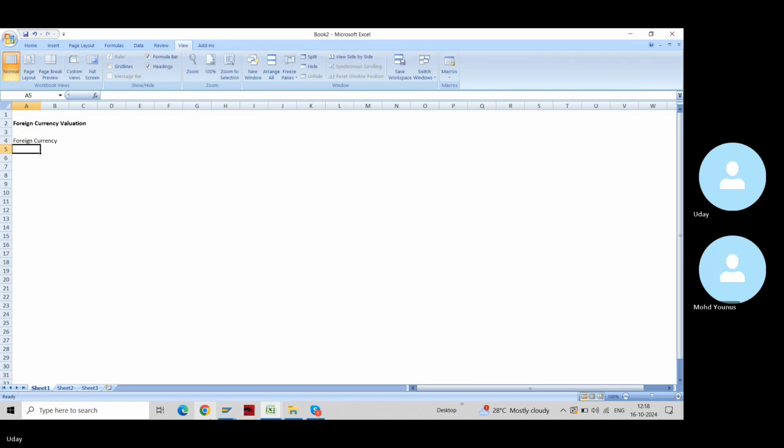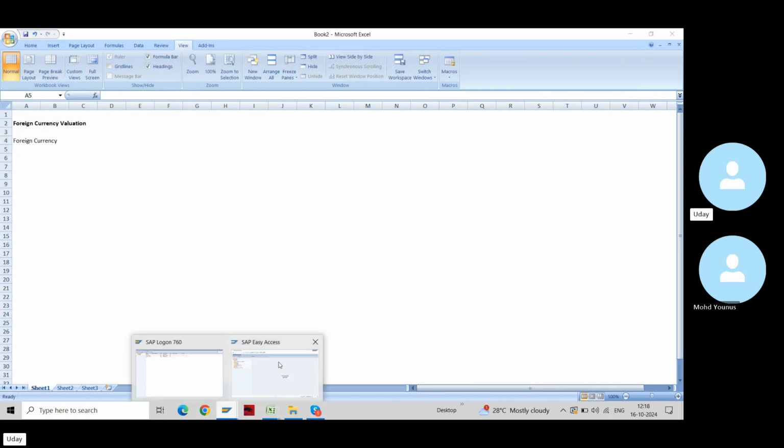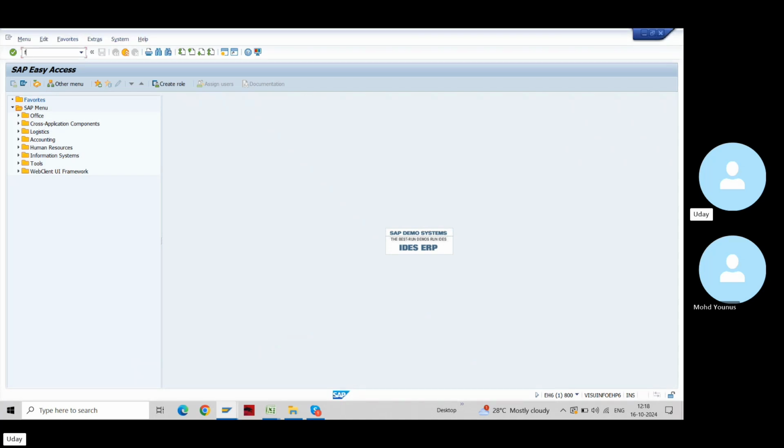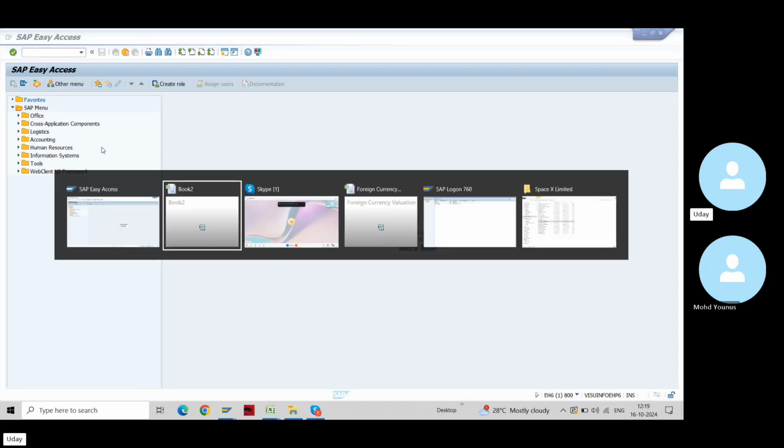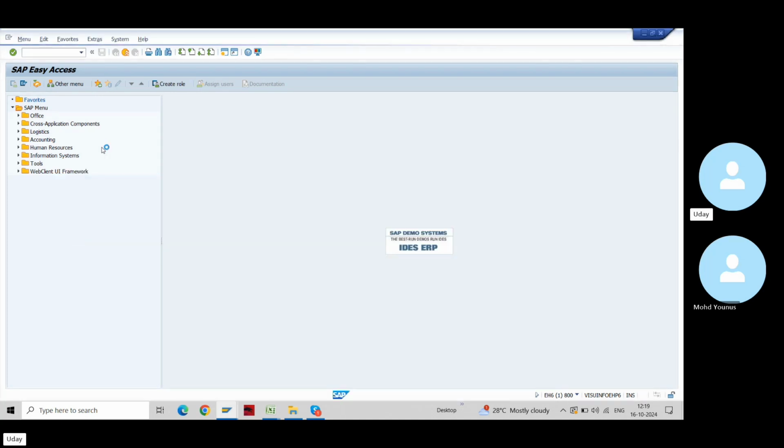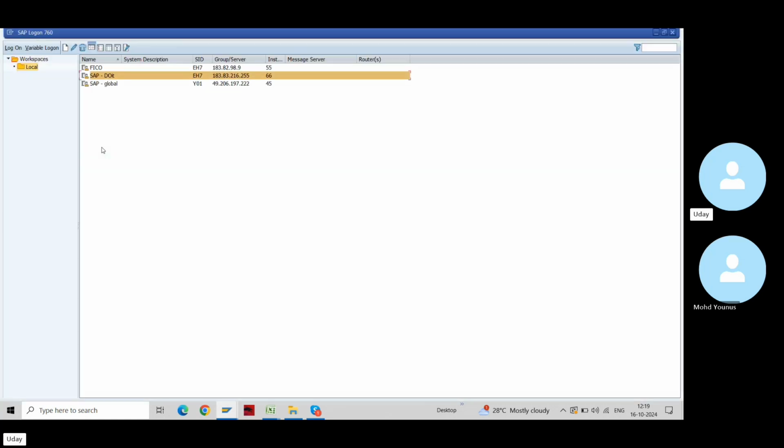In SAP, whenever you open any document type like FB60 or FB70 or SA, whatever it is, you will get a separate field for currency. You need to mention the currency type, whether it is INR or USD or euros.